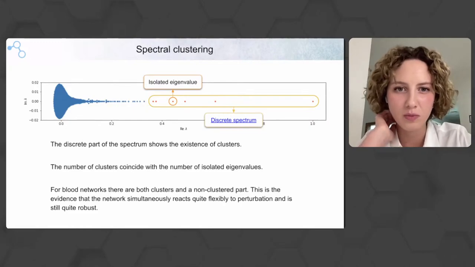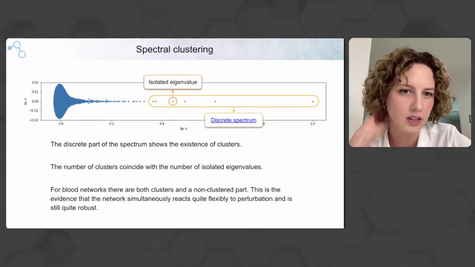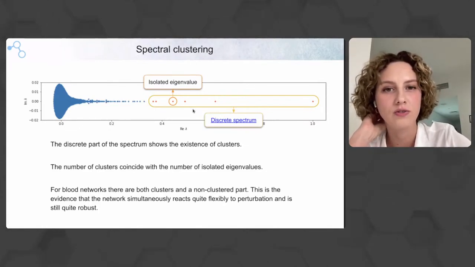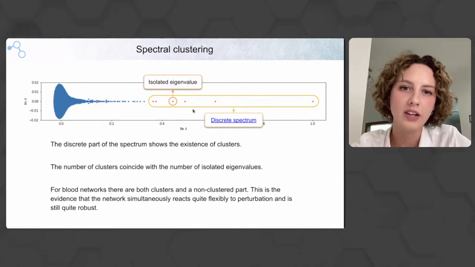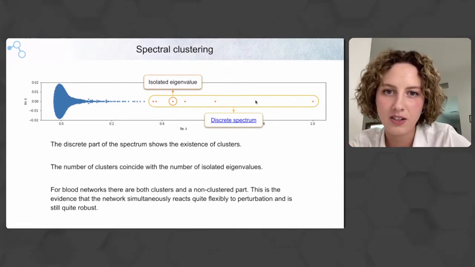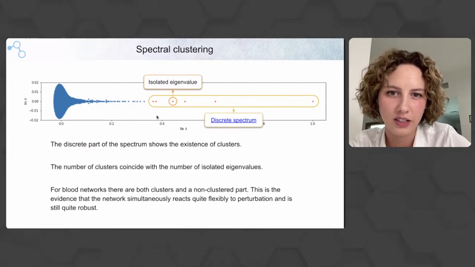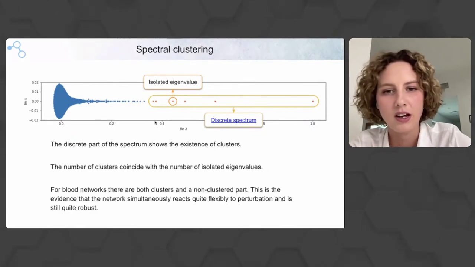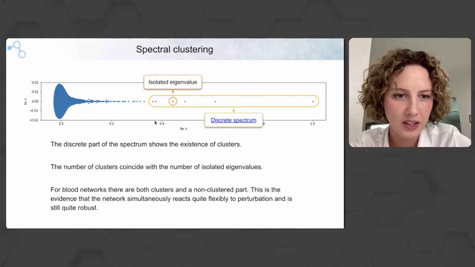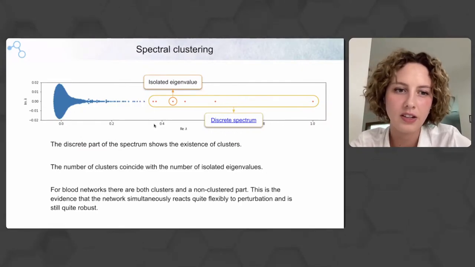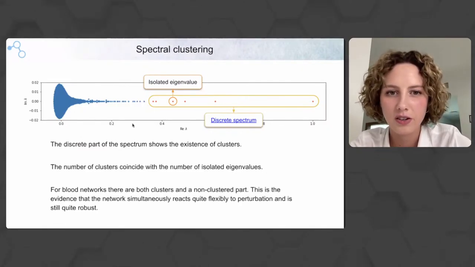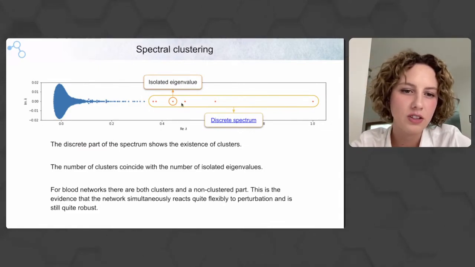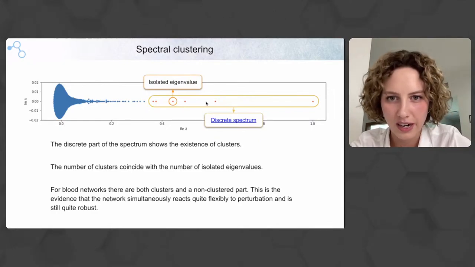Let me explain more about this discrete spectrum and why it is very meaningful and why we study exactly this part of the spectrum. These eigenvalues of the discrete spectrum are called isolated eigenvalues, and there are several mathematical facts. For example, we know that the discrete part of the spectrum shows the existence of clusters in the network, and the number of clusters coincides with the number of isolated eigenvalues.